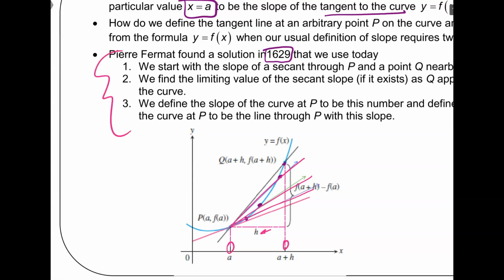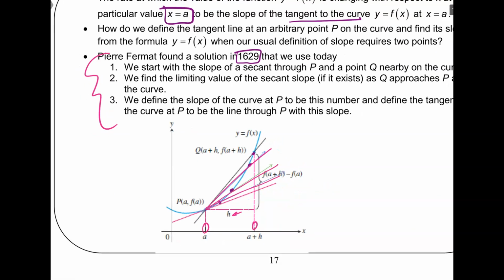As we start with the slope through a secant point P and Q nearby on a curve, we find the limiting value of the secant slope as Q approaches P along the curve. Aka, as we move these 2 points closer and closer together, guess what? The secant slope gets closer and closer to the tangent slope. We define the slope of the curve at P to be this number. As we get really, really close, it's pretty much the same thing. We say, you know what? That is the slope of the tangent.